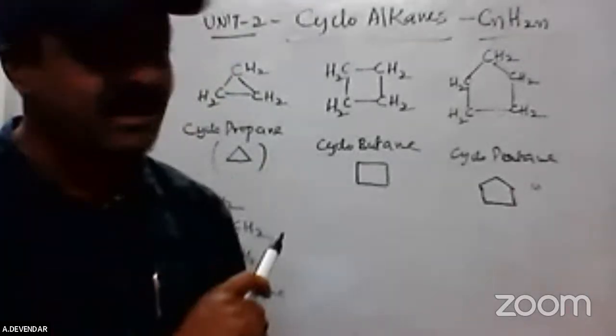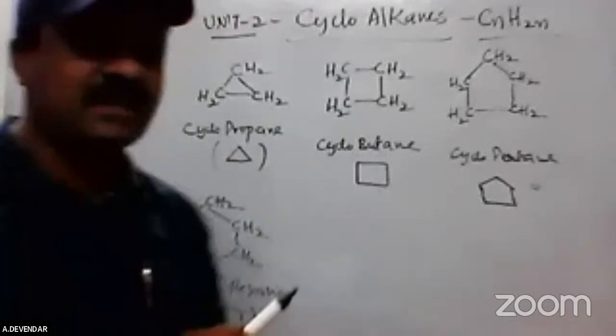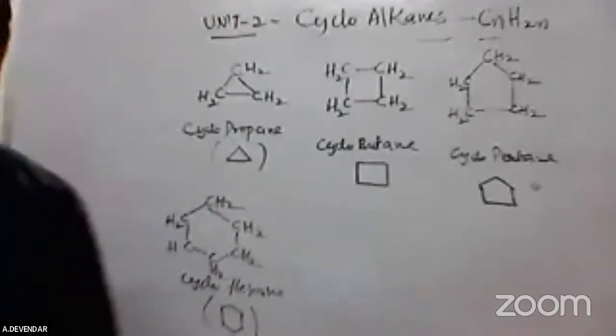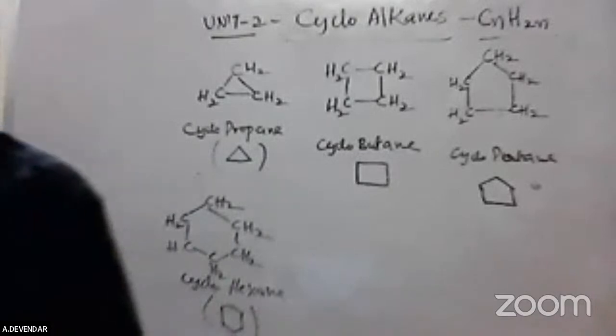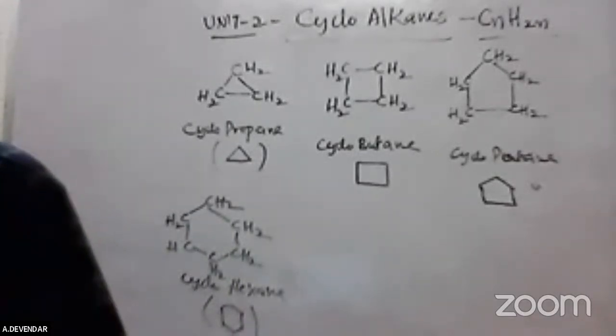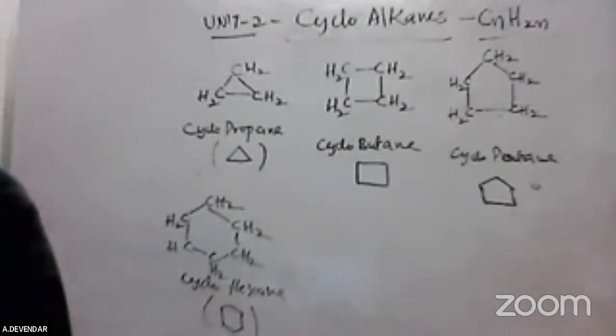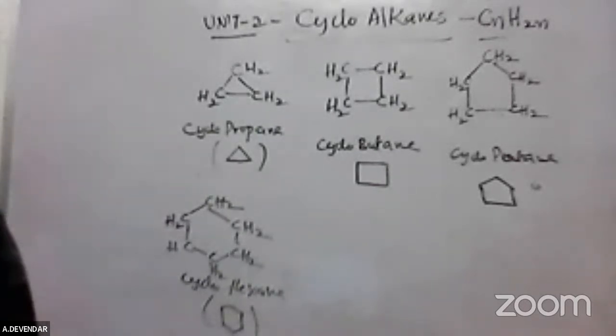But these are not unsaturated hydrocarbons. These are only saturated hydrocarbons. That's why please remember, saturated hydrocarbons consist of single bonds, and the single bonds make the cyclic nature. You are getting the cyclic form. That's why it is called cycloalkanes.